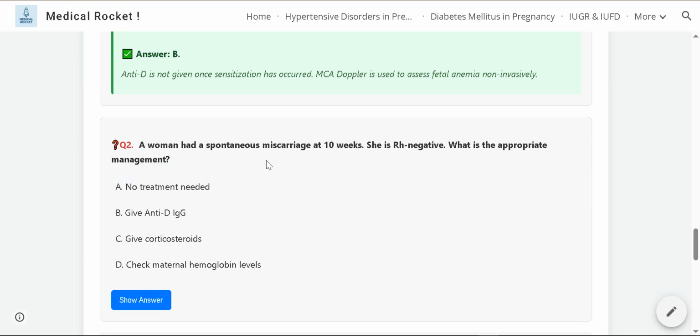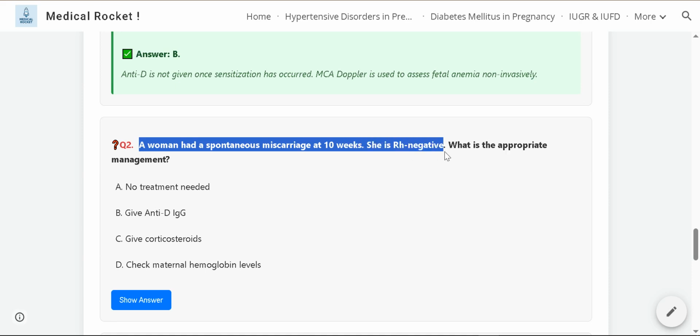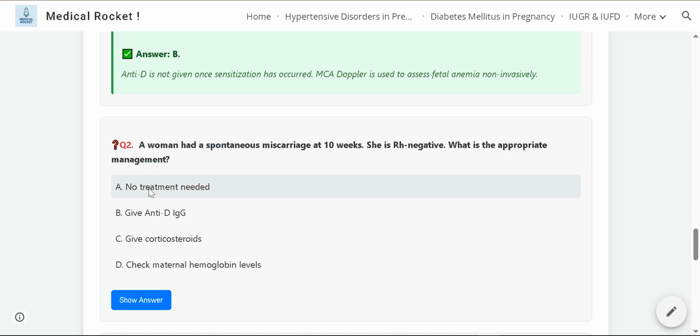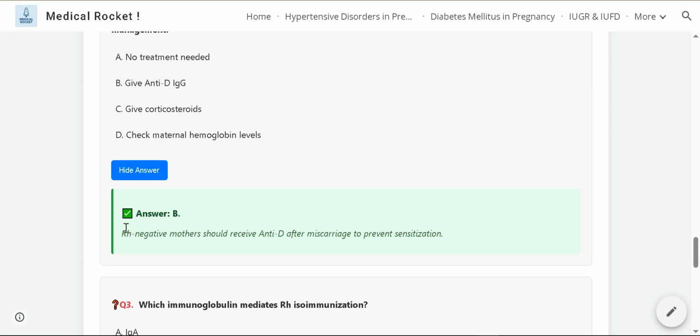Question 2. A woman has a spontaneous miscarriage at 10 weeks. She is Rh negative. What is the appropriate management? A. No treatment needed. B. Give anti-D IgG. C. Give corticosteroids. D. Check maternal hemoglobin levels. Correct answer: B. After miscarriage, anti-D IgG should be given to Rh negative women to prevent sensitization. This applies even in early pregnancy.